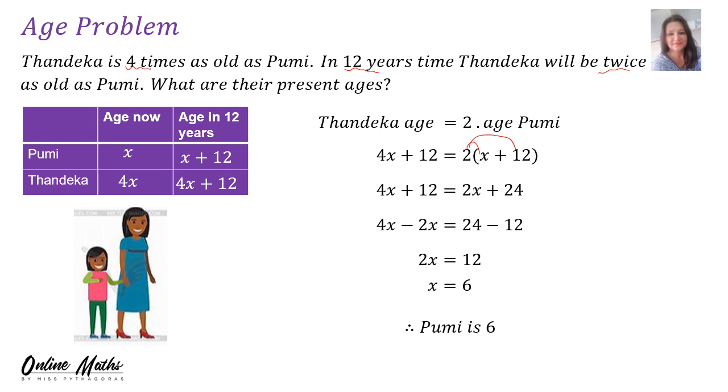Therefore, Pumi was x. Therefore, Pumi is 6. And Tandeka is 4 times x, which is 4 times 6. And she is 24 years old.